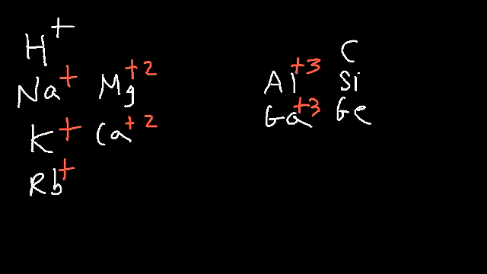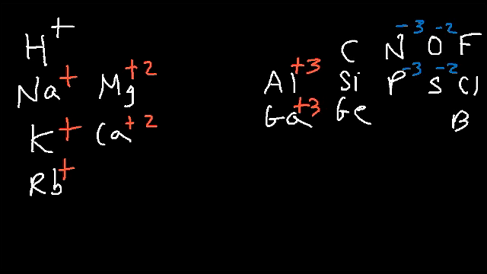Now, the next group you need to know, that's nitrogen, phosphorus. These typically form -3 charges. And then you have elements like oxygen and sulfur, which usually form ions with -2 charges. And then you have the halogens like fluoride, chloride, bromide, and iodide. These ions form -1 charges. So make sure you're familiar with the charges of certain elements.